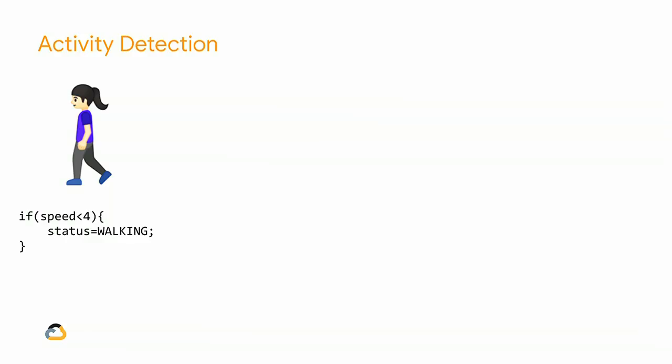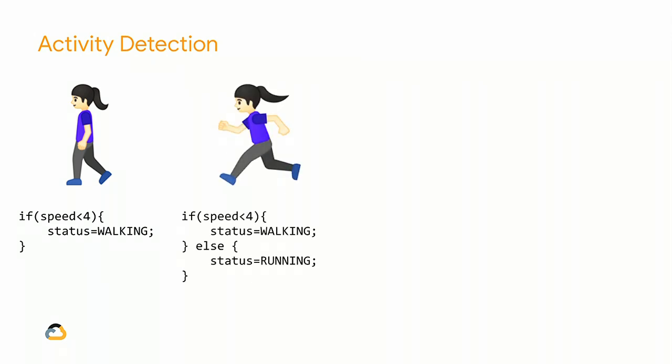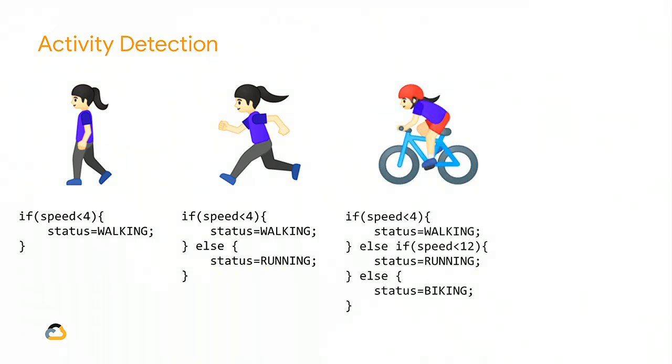Take, for example, I have a sensor that's giving me the speed at which I'm moving. So I can say, you know what, if my speed is less than 4 miles an hour, I can set my status as walking in code like this. But now I want to add running to that. So now it's like, OK, if my speed is less than 4, then I'm walking. Otherwise, I'm running. And now say I want to add biking to that. So if my speed is less than 4, I'm walking. If it's less than 12, I'm running. Otherwise, I'm biking. It's a basic algorithm, and it kind of works.